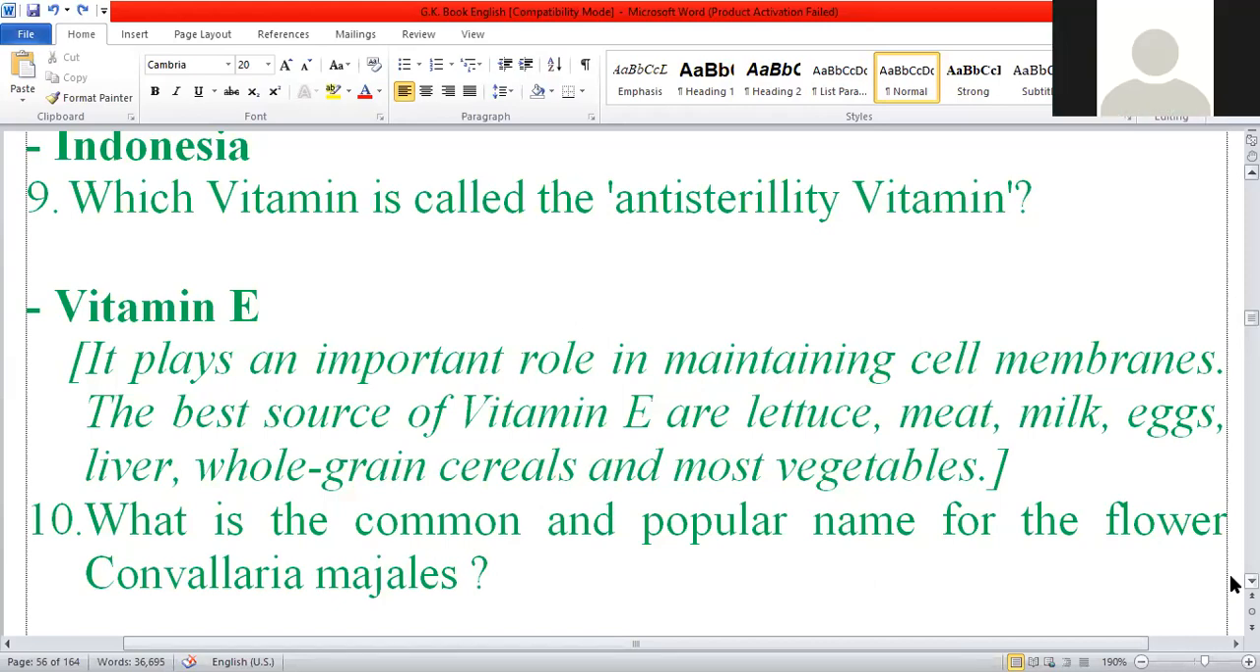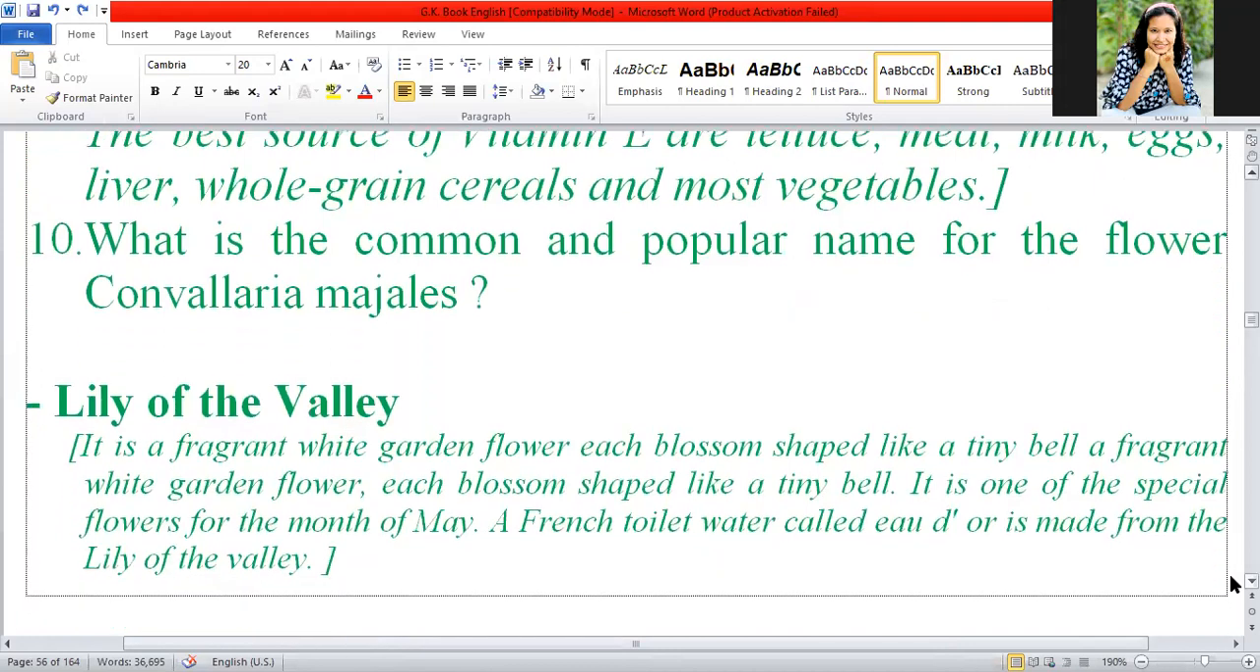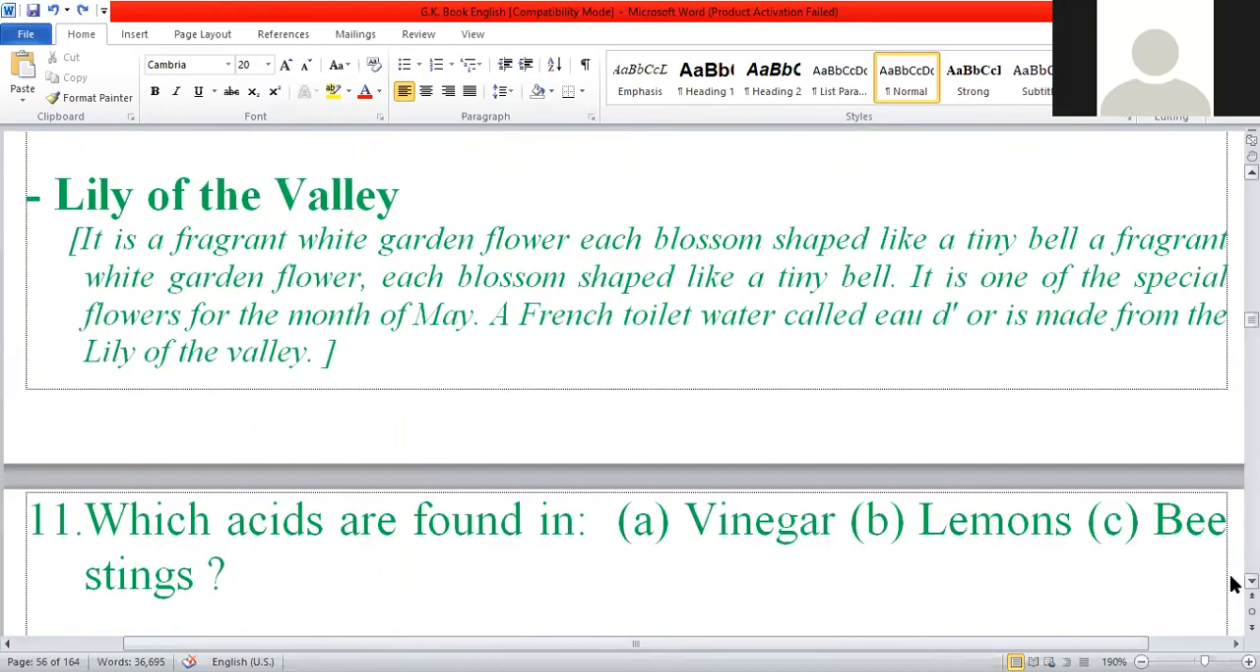Lily flower. Salma Bhat, your answer is sky blue. Lily flowers is your answer. Lily of the Valley. Salma Bhat, congratulations to you.